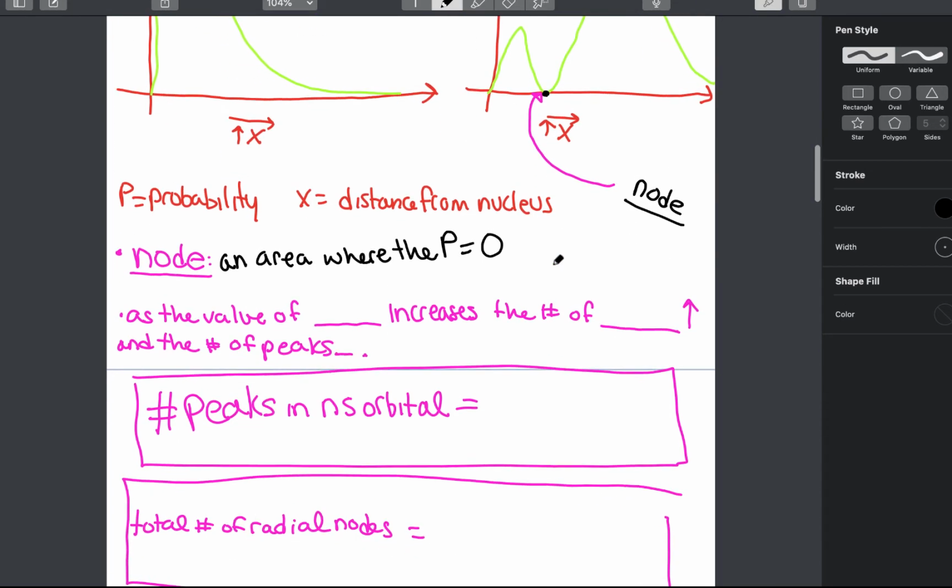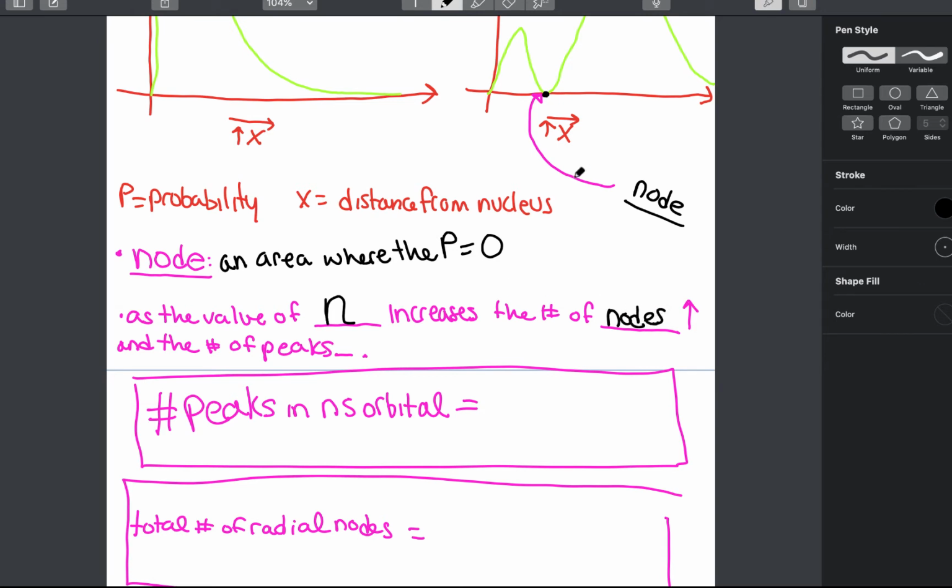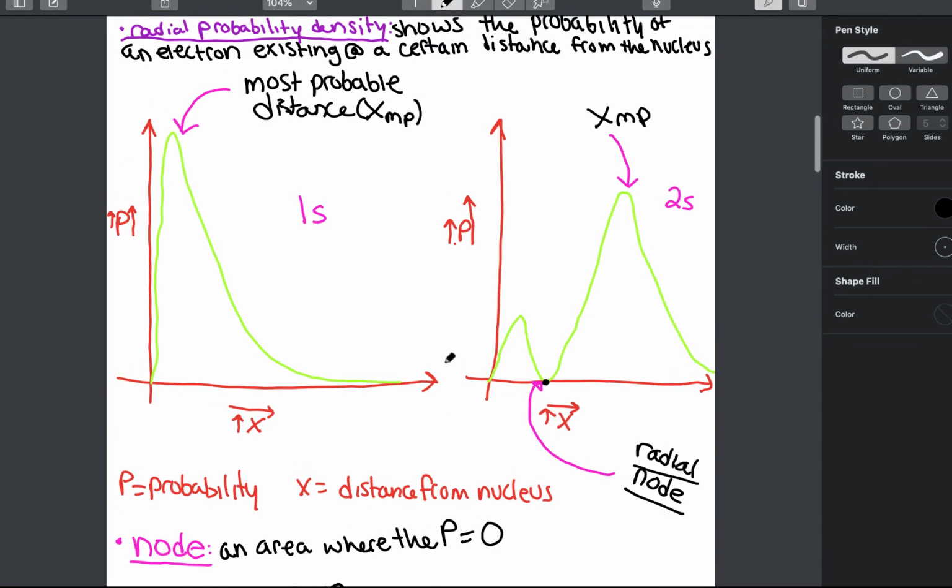So as a general rule, as the value of n increases, the number of nodes increases. So this is a radial node, so I'll put that on here. So this is a radial node. So the number of nodes increases and the number of peaks increases. So if we look here, we can clearly see how when we go from the 1s orbital to the 2s orbital, the number of peaks increases from 1 to 2, and the number of nodes increases from 0 to 1.